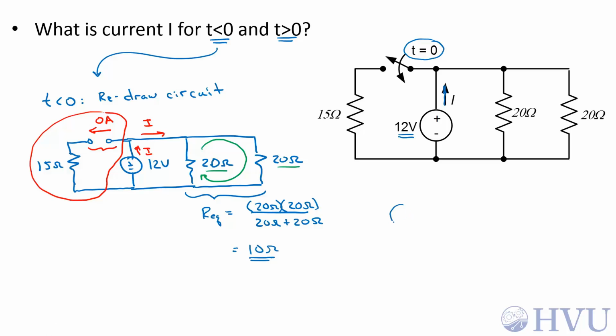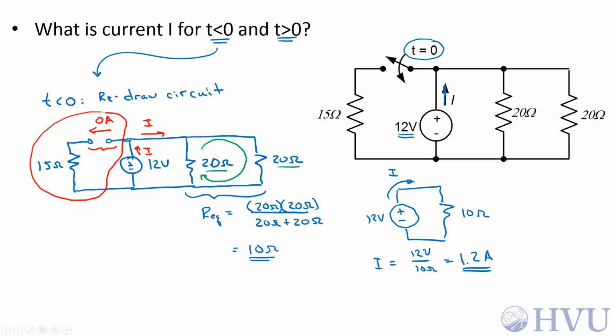Now the circuit looks like this. I have a 12 volt source. It sees, as far as the current is concerned, a 10 ohm resistor, and this is the current I. So by Ohm's law, I is equal to 12 volts over 10 ohms, which is 1.2 amps.